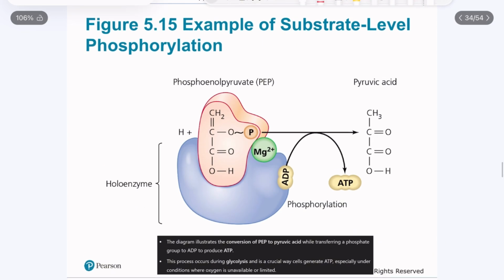So this image here shows an example of substrate level phosphorylation. The diagram illustrates the conversion of PEP, right here, to pyruvic acid, while transferring a phosphate group to ADP to produce ATP. This is the phosphorylation. And this process occurs during glycolysis and is a crucial way to generate ATP, especially under conditions where oxygen is unavailable or limited.